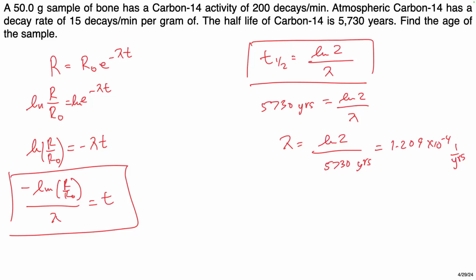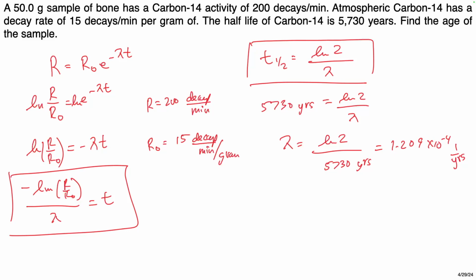Does it say 200 decays per minute? Right, we extracted this sample of bone and it says 200 decays per minute. So my rate now, 200 decays per minute. And what should it be? Like when it originally started, what does the problem tell us? What's the number? 15. It's weird. It's 15 decays per minute per gram. All right.